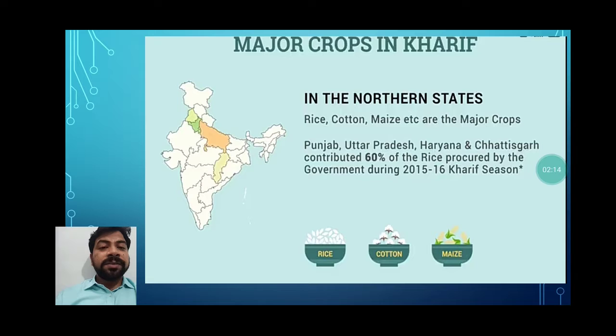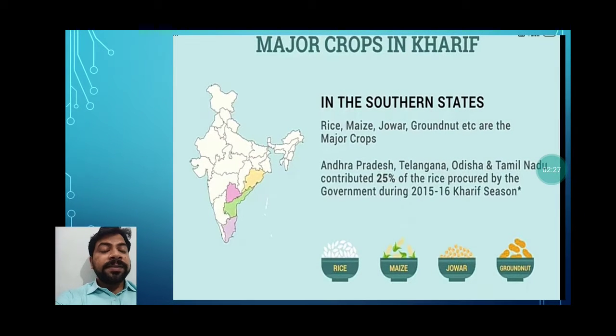One thing I am telling you, students, is that all these reports are collected from the government crop report of 2015-16. So these are based on the data given by that. Next, in the southern states, the Kharif crops are rice, maize, jowar, groundnut, etc. Andhra Pradesh, Telangana, Odisha and Tamil Nadu contributed 25% of the rice procured by the government during the 2015-16 Kharif season.